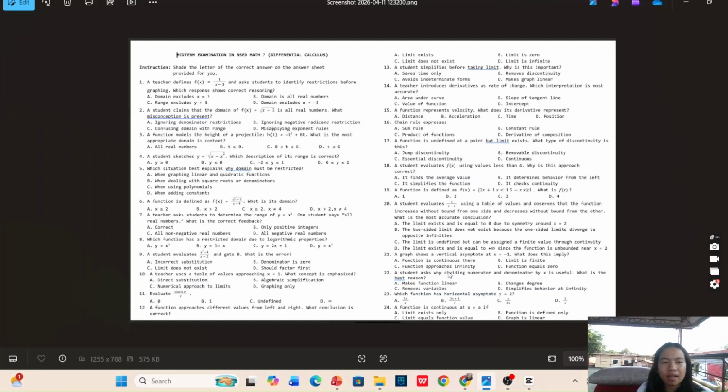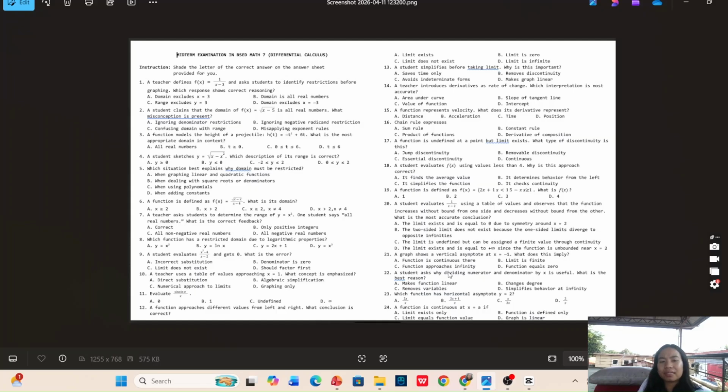Number 2 question. A student claims that the domain of f of x equals the square root of x minus 5 is all real numbers. What misconception is present? The choices are ignoring denominator restrictions, ignoring negative radical restriction, confusing domain with range, misapplying exponent rules. So the correct answer from the options is letter B.